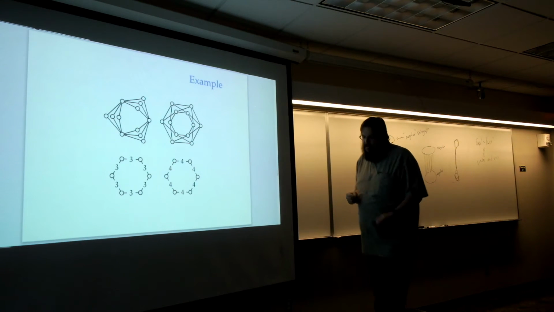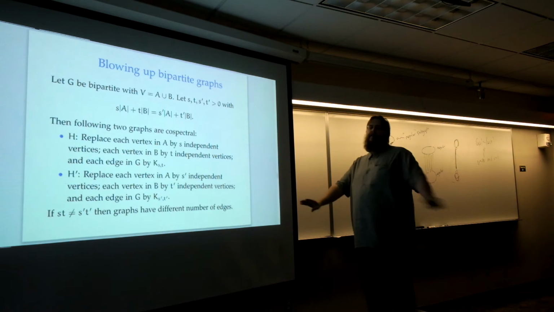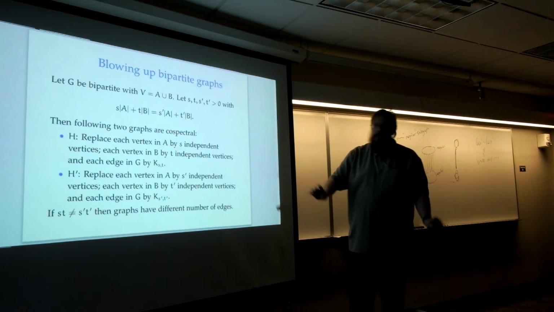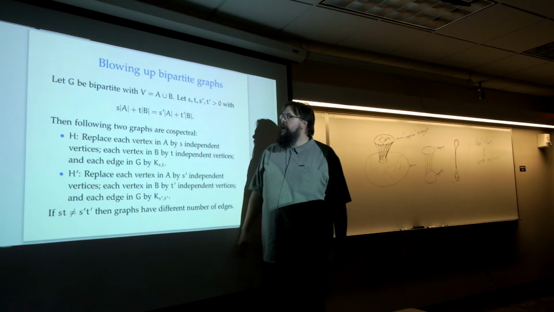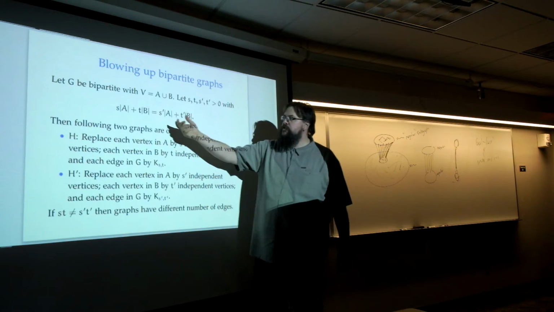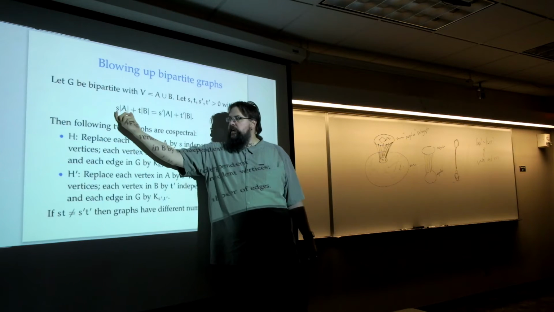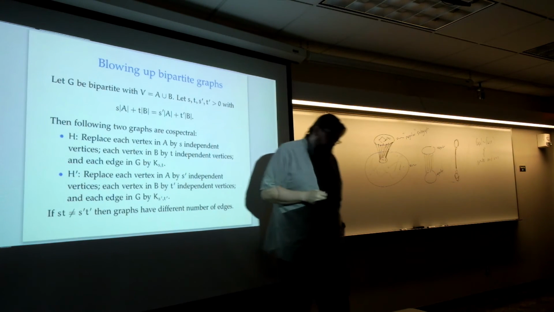In other words, you can take this construction and go crazy by starting with any arbitrary bipartite graph you want. Doesn't matter, any one you want. Vertices of A and B. And you just have to choose some parameters to satisfy one thing. Namely, you have to choose your scaling factors. So S times A plus T times B is S prime times A plus T prime times B. And here's what you're going to do.